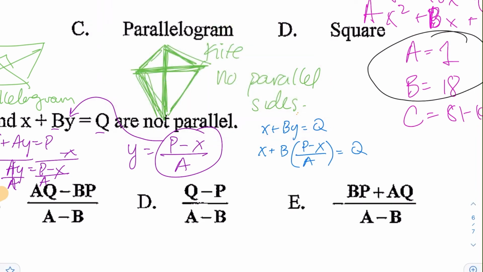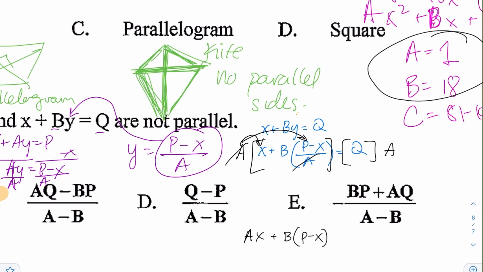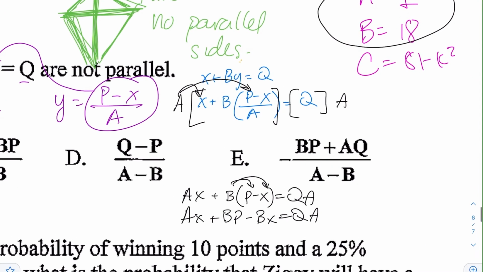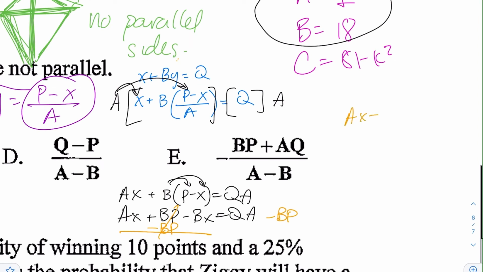So here you have this denominator that you don't want, so you can multiply both sides by a. And when you distribute, you get ax plus b times (p minus x), because the a will cancel out with the a in the denominator there, and that's equal to qa. And then you can distribute the b, so you have ax plus bp minus bx equals qa. Now you want all the x's on one side and isolated. So from here, you can subtract bp from both sides. So you end up with ax minus bx is equal to qa minus bp.